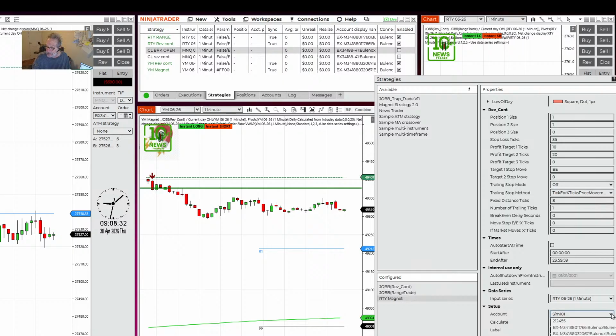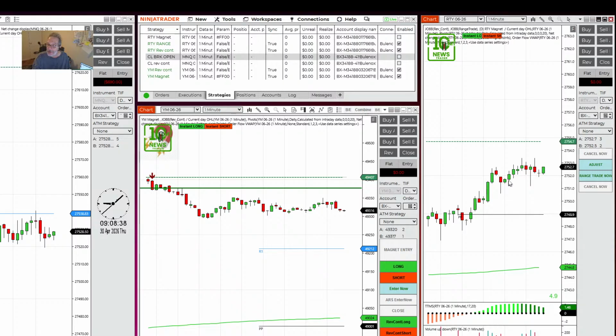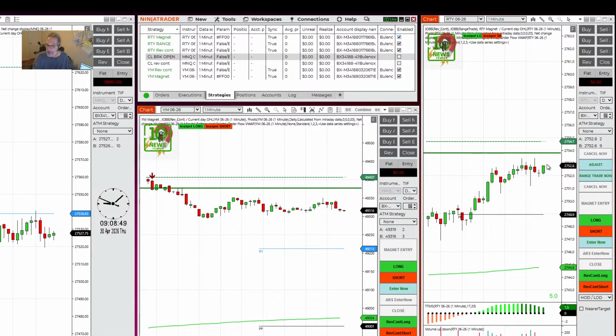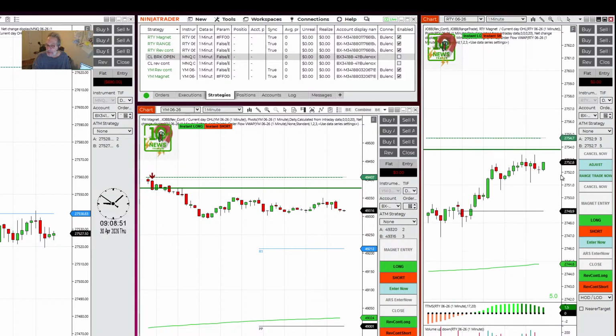We're not trading them all at once. We're just giving ourselves the opportunity to drag different types of setups depending upon the behavior of the RTY. So again, we can watch the magnet. We don't have to leave orders on. Let's point to the magnet, which I'm not going to trade. I'm just watching signals on the RTY.